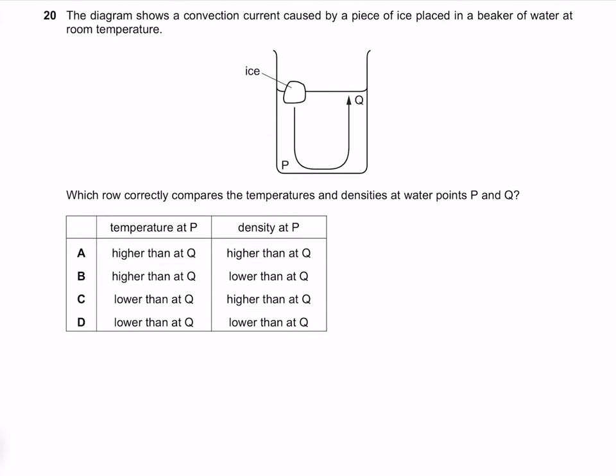The diagram shows a convection current caused by a piece of ice placed in a beaker of water at room temperature. Which row correctly compares the temperatures and densities at water points P and Q? The water sinks down to point P because it's at a lower temperature. Being at a lower temperature means the particles are closer together, and so we also have a higher density. So our answer is C.